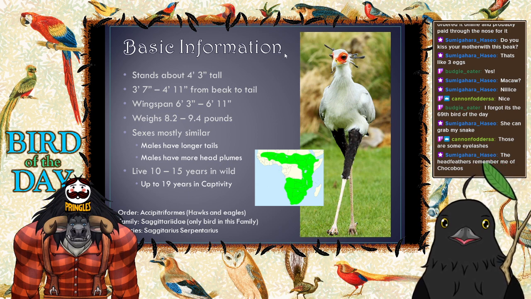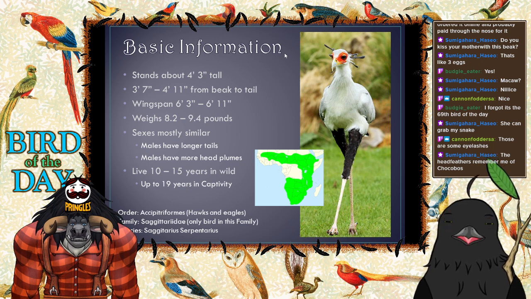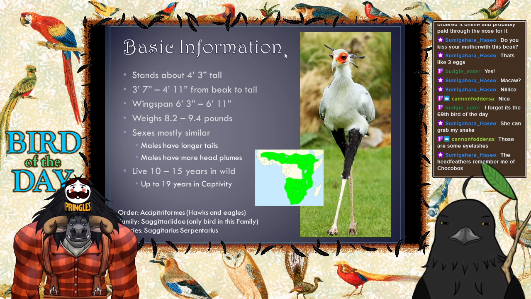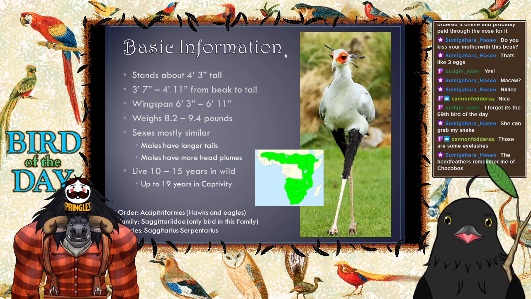That's not ostrich or emu or cassowary tall, but that's a pretty tall standing bird, and part of it is just because of the way their legs come down. It's 4'3" tall, and about 27 inches of that is leg. That's a lot of leg.